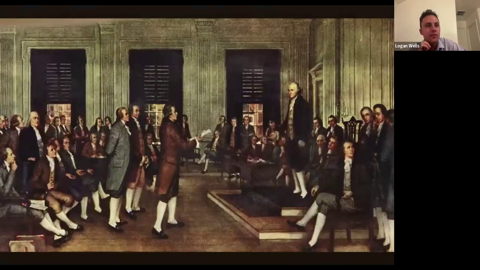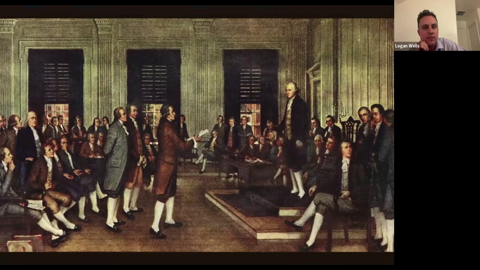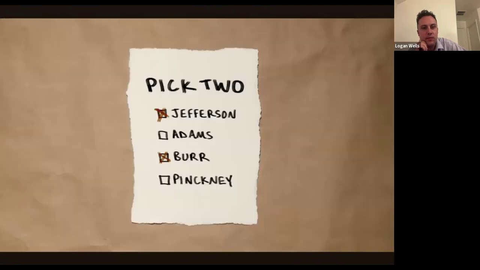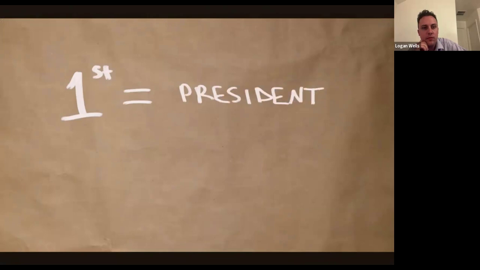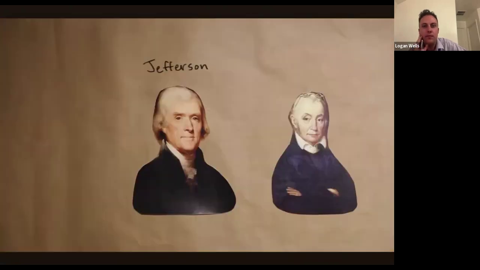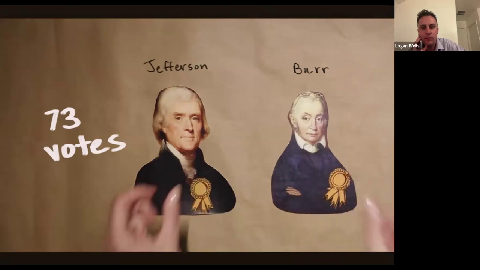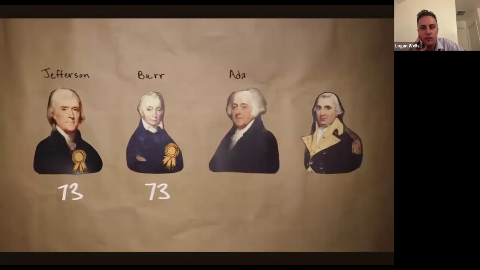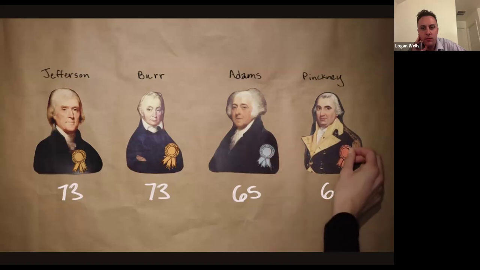At the time, members of the Electoral College voted for their top two choices for president, with the first place candidate becoming the commander-in-chief and the second place candidate becoming vice president. Unexpectedly, Jefferson and his vice presidential running mate Aaron Burr both received 73 votes. In a major upset, President Adams and Charles Cotesworth Pinckney receded into third and fourth place.